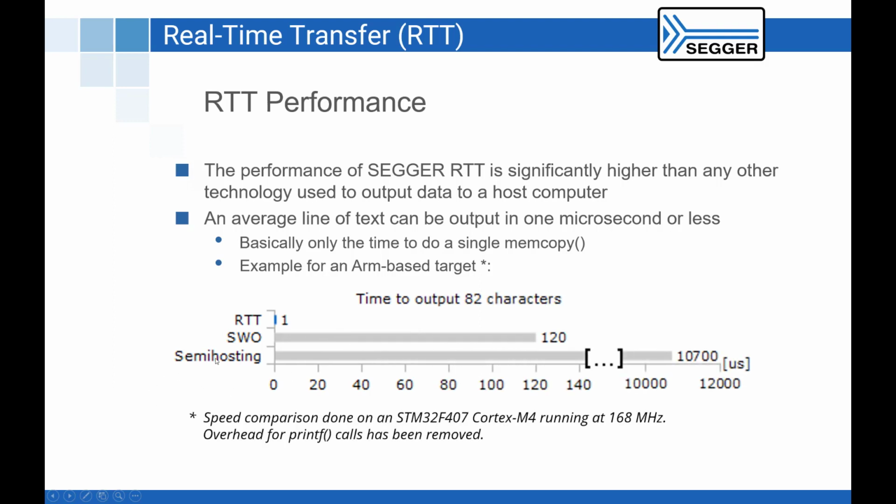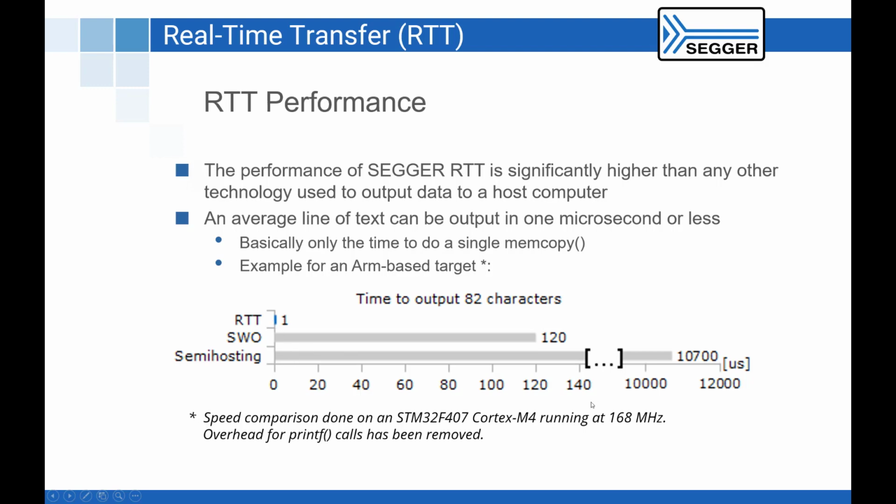You might be familiar with semi-hosting. It's a very common method of exchanging information between the target and the host. But as you probably also know, it's very slow, and it brings in a lot of additional code. SWO was definitely an improvement, but for what we wanted to do, it was still too slow. So we came up with RTT, and you see that it's even a lot faster than SWO.